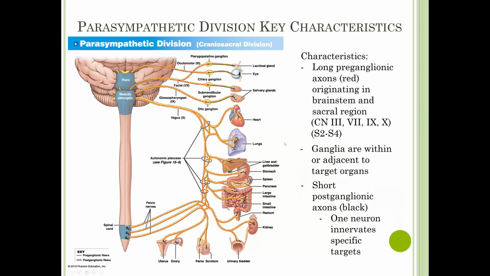Also, because the ganglia are already near or inside an organ, the postganglionic axons, shown in black, are very short, right? So because the ganglia is already where it needs to be, the axon that comes out of the ganglia can be very short to talk to that particular target or organ. So one neuron will innervate a very specific target. So the neuron that leaves the ganglion in the stomach is only going to talk to the stomach.